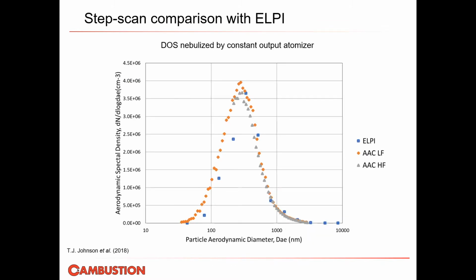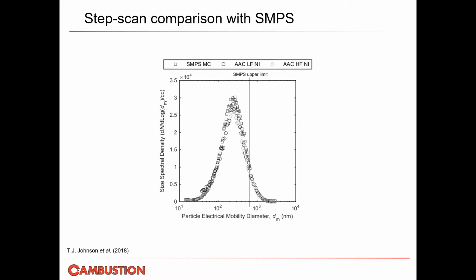The electrical low pressure impactor, or ELPI, is an established instrument for determining a size spectrum according to aerodynamic diameter. Here we have an ELPI spectrum in blue and we have AAC spectra in orange and grey, and we show good agreement between these two different types of instruments. Also, by converting the aerodynamic diameter to mobility diameter, we can compare with the scanning mobility particle sizer. And here again, we show good agreement, although the SMPS is limited to sizes much smaller than the AAC can go to.